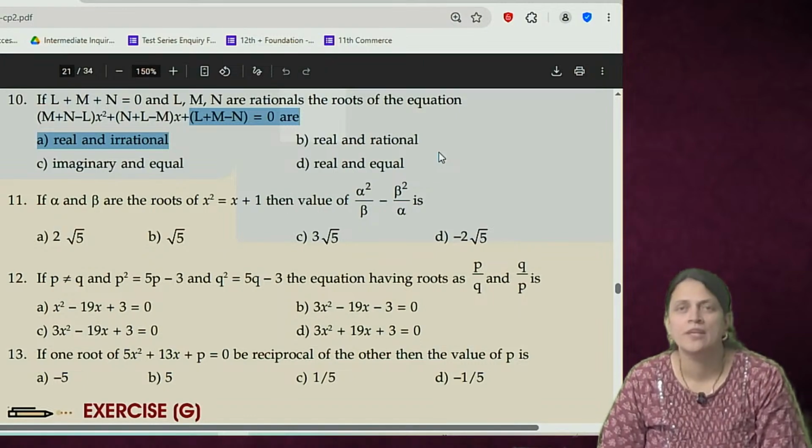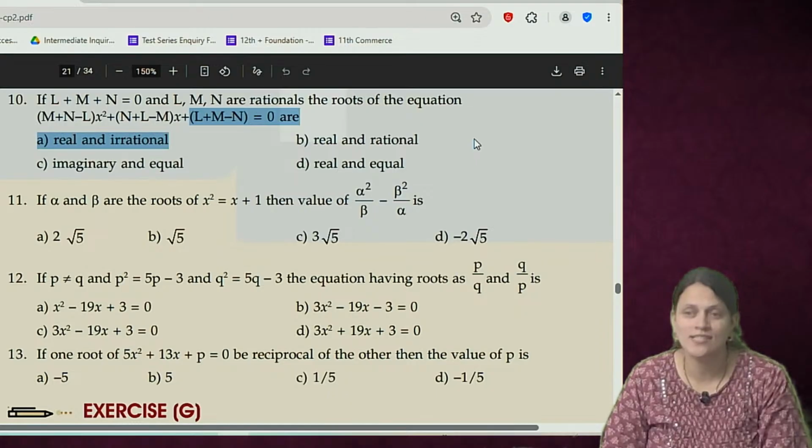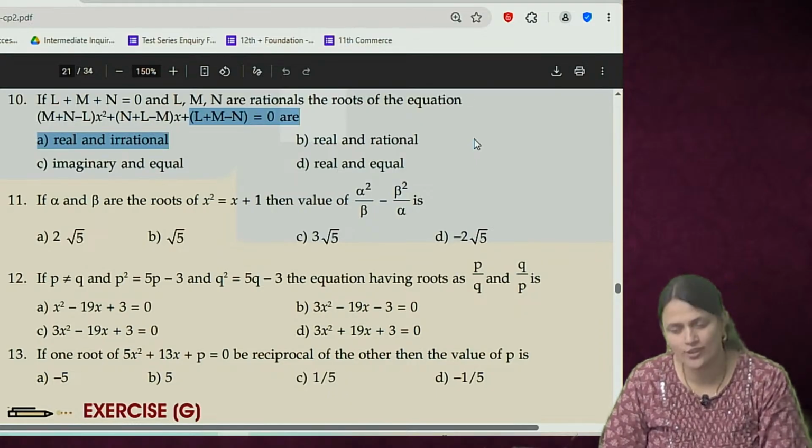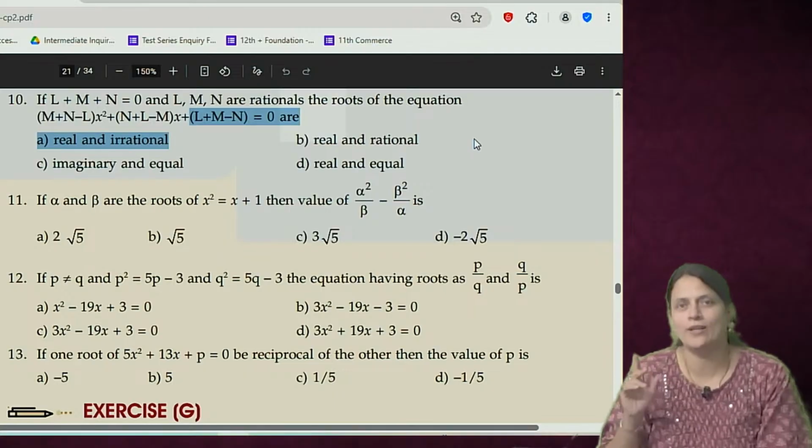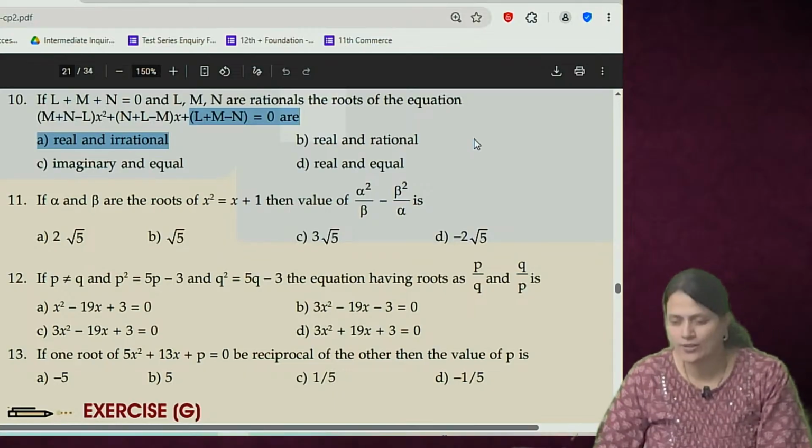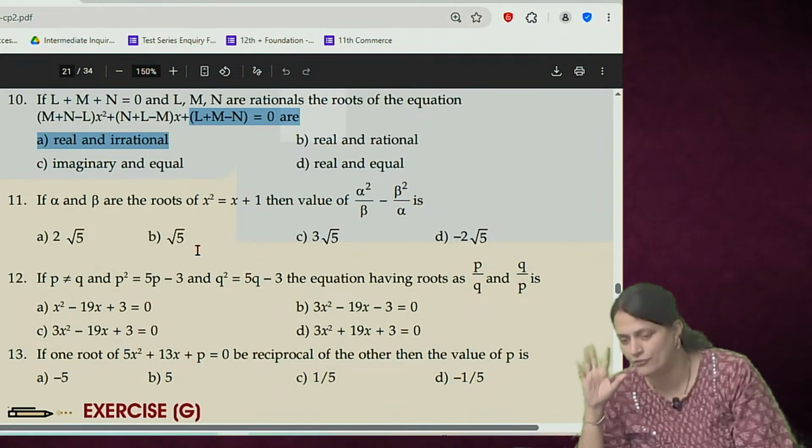Started? Okay. So now, yesterday we had finished 10 sums from exercise F. So today we are going to do 11, 12, 13. Now in these 11, 12 and 13 sums, let us solve the first one.